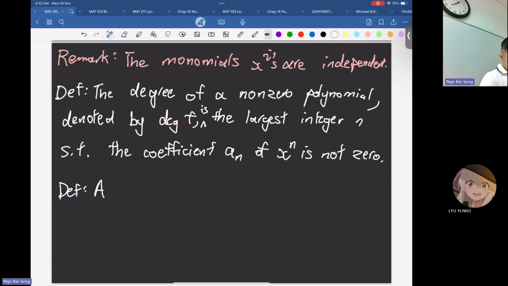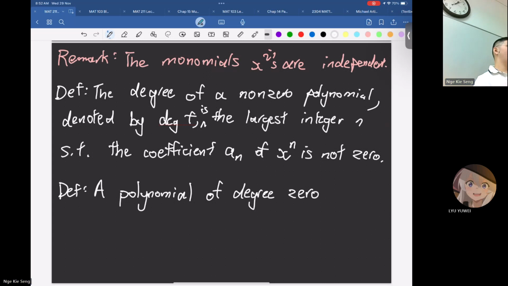Then let's say you have only degree 0. What kind of polynomial is that? What happens if your highest power is 0? x to the power 0. These are just the constant polynomials.